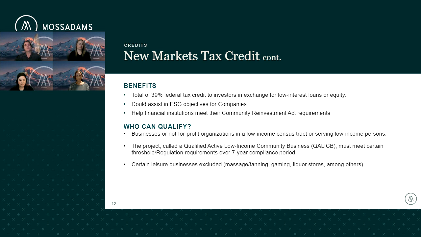The qualifications could be businesses or not-for-profits in a low-income census tract or serving low-income persons. The project requires the establishment of what's called a qualified active low-income community business. And that business has certain requirements over a 7-year compliance period. There are threshold requirements with respect to investments. There are also regulations. And then there are businesses that are excluded. Golf, gaming, generally leisure businesses aren't eligible for the tax credit.